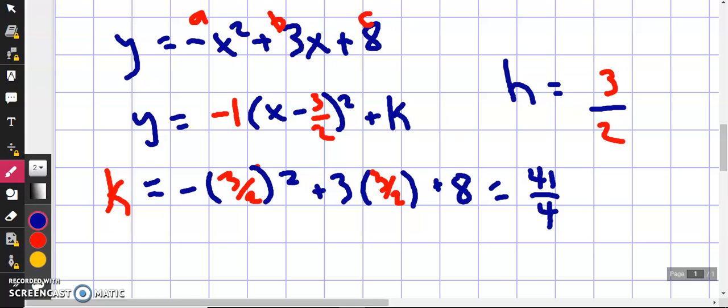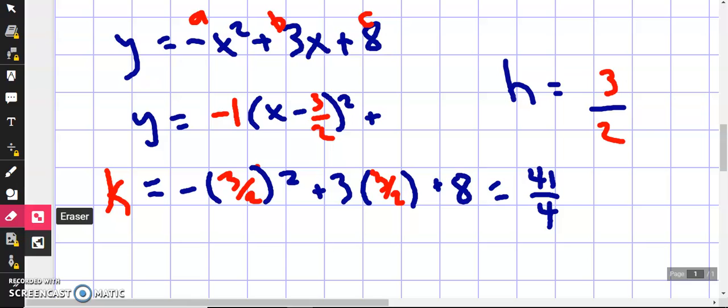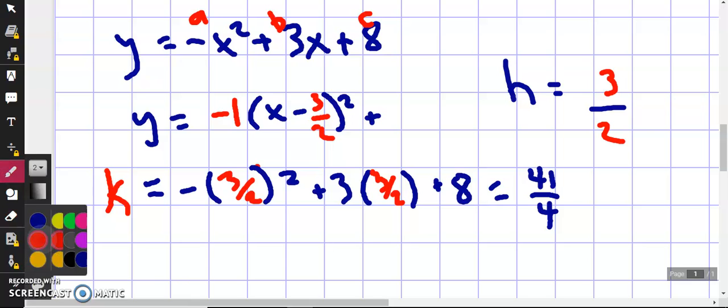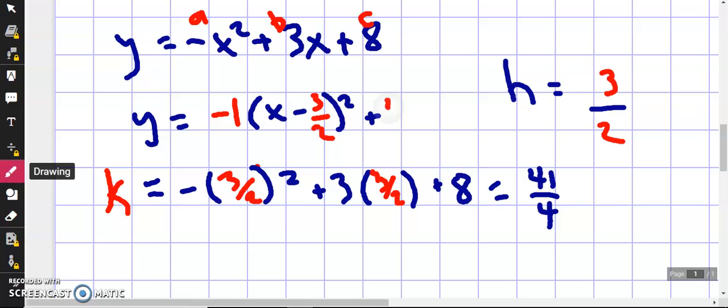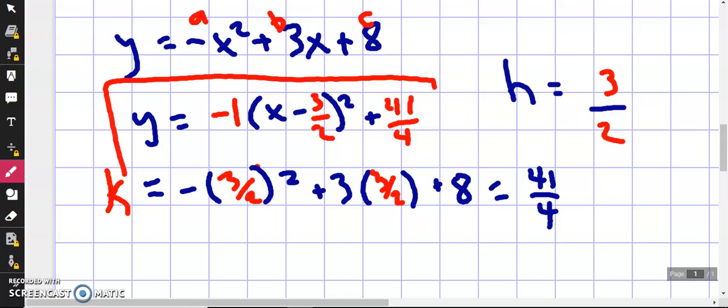So to get the actual final answer, I'm just going to take that fraction and put it in where k was in the vertex form. And so this would be the vertex form of the equation that I was given.